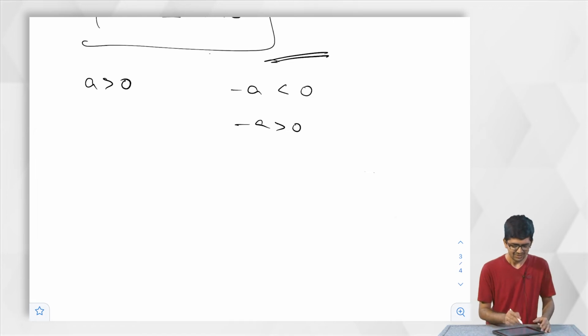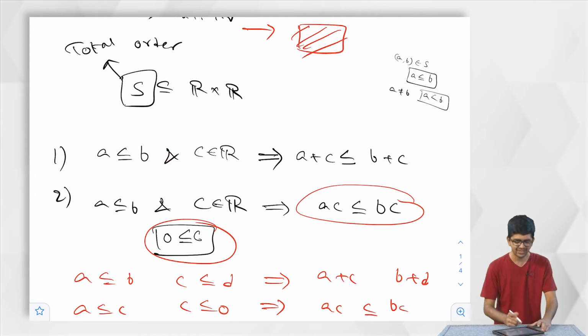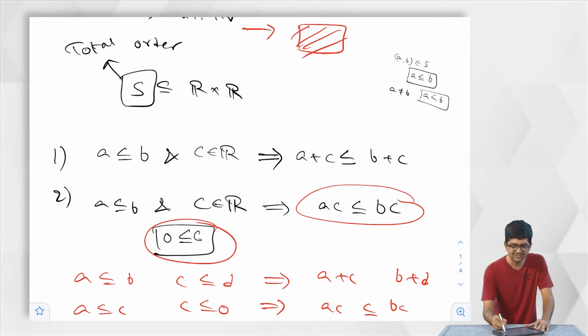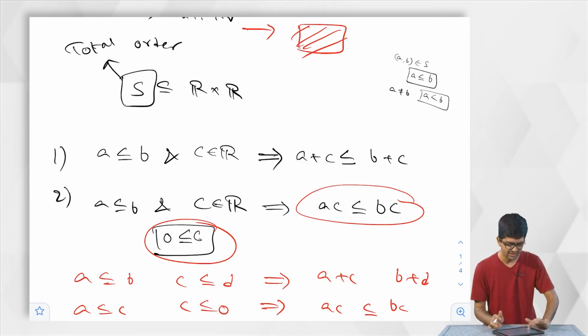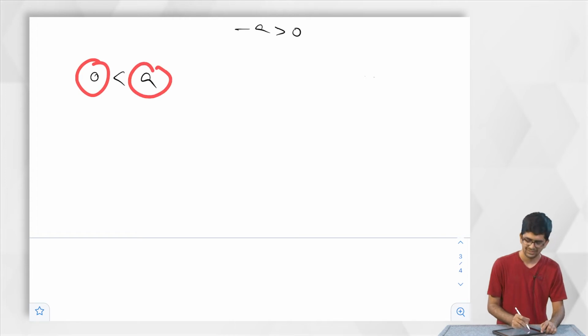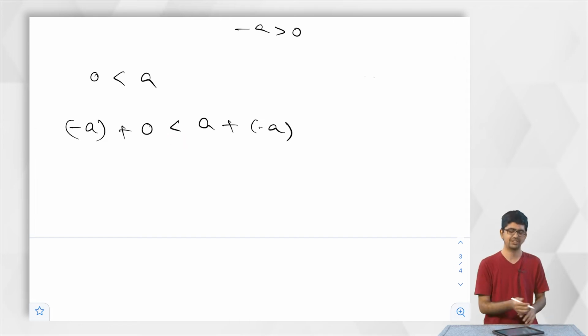What does the first condition say? We will write it in a different way, 0 less than A. That's the usual notation, A less than or equal to B, that's what you are using here. So the first condition says, if I add a particular element on both sides of the inequality, the inequality remains the same. So if I add a particular element on both sides of this inequality, 0 and A, then this inequality should remain the same. Let me add minus A on both sides: minus A plus 0 less than A plus minus A. That's what the first condition says.